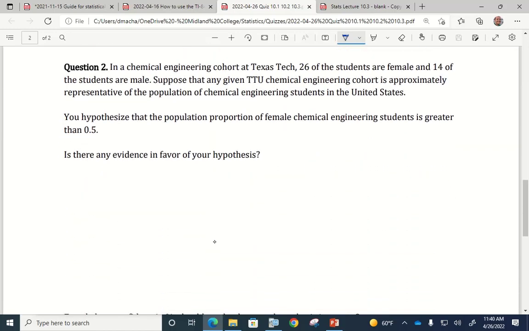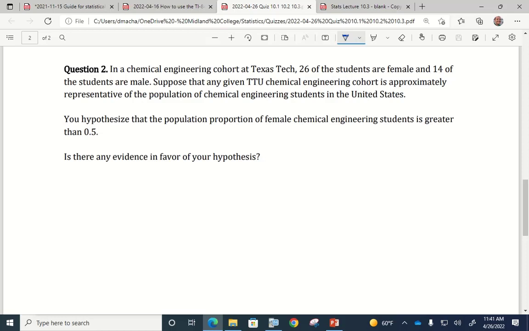Okay. Question number 2 says, in a chemical engineering cohort, so basically a graduating class of chemical engineers at Texas Tech, 26 of the students are female and 14 of the students are male. So if you say that this distribution of the sex of the students is approximately always representative of the United States as a whole, and that any particular graduating class at Texas Tech is roughly from the same distribution you would get anywhere in the United States, then we can say we have a hypothesis that the population proportion of female chemical engineering students is greater than half. And so, is there any evidence?